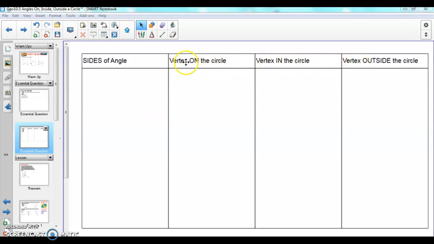The second, third, and fourth columns show where the vertex of the angle is. So the vertex is on the circle itself, or the vertex is inside the circle, and this one is the vertex outside the circle. In the first column, we will write what are the sides of the angle. In other words, what types of segments or lines form the sides of the angle. In the past, we've learned about inscribed angles, so maybe we should start by writing that down.